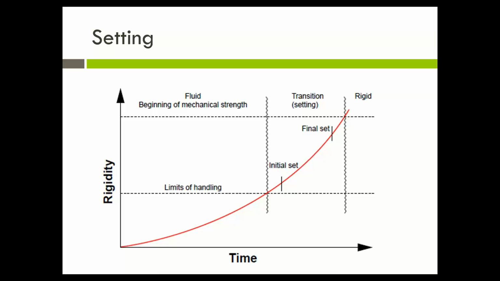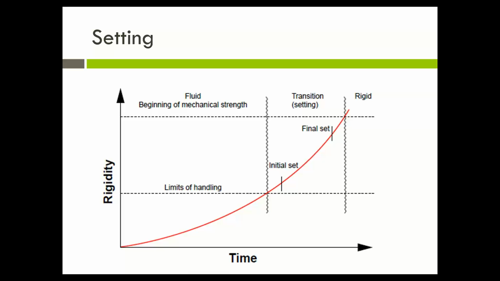We get an initial set, which we arbitrarily decide is where the pin penetration, if you push a pin into the concrete, takes 500 psi to push it in 1 inch, and a final set where we're at considerably higher stresses than that, depending on who you talk to. At some further point, the material becomes rigid. It becomes a solid with some strength.